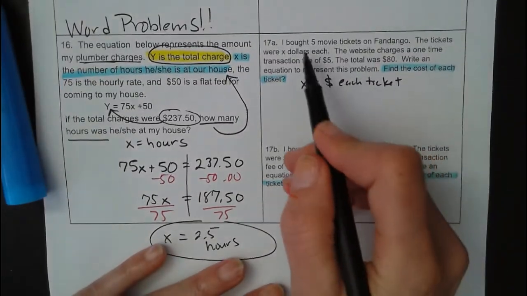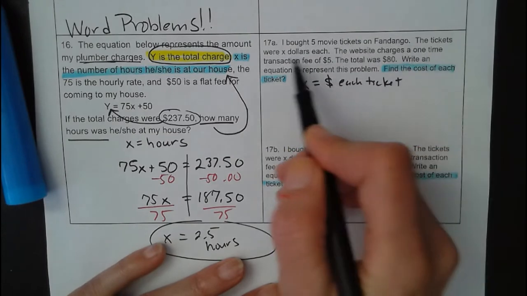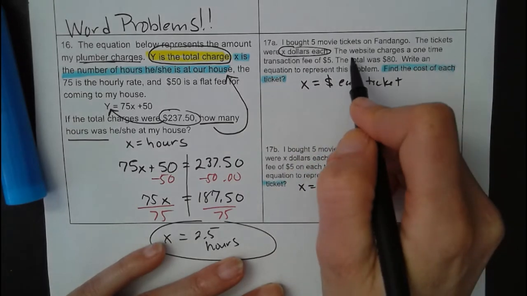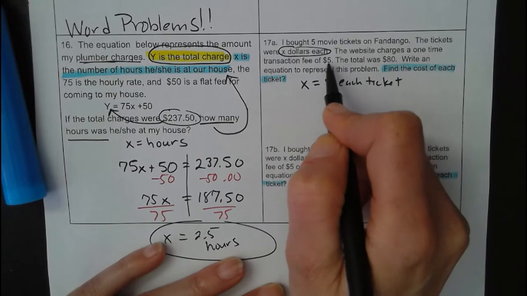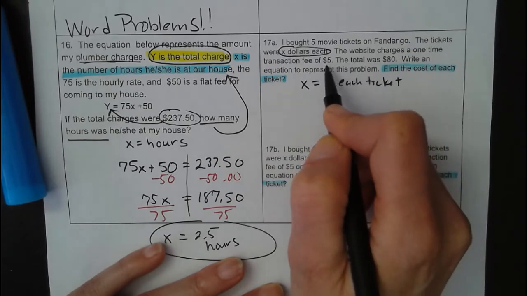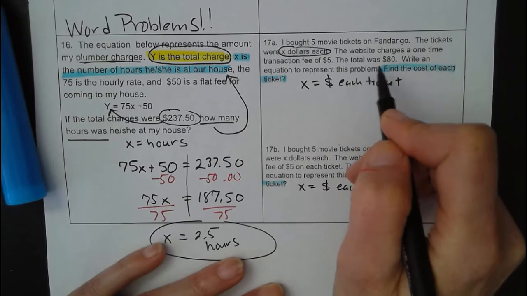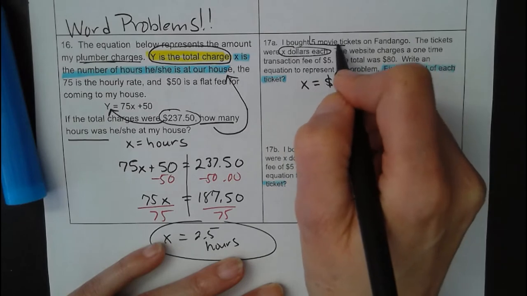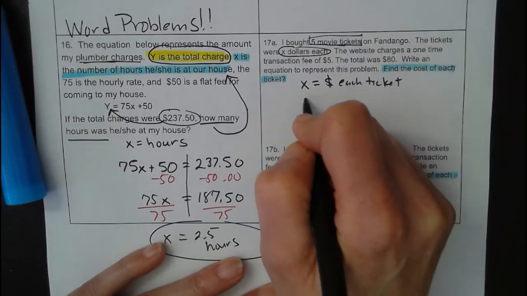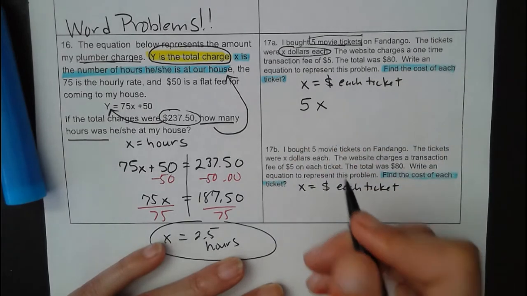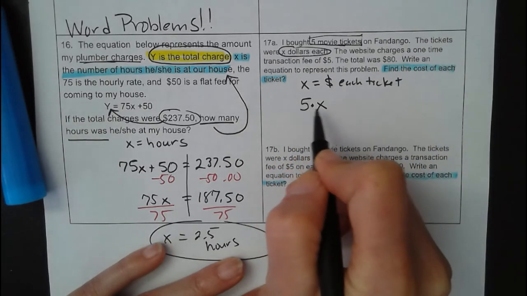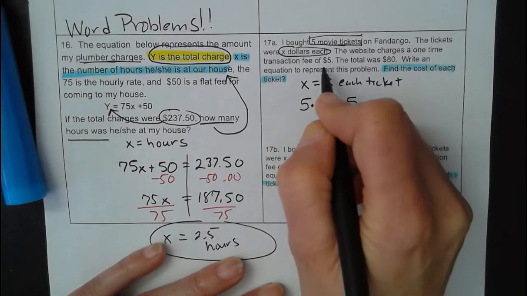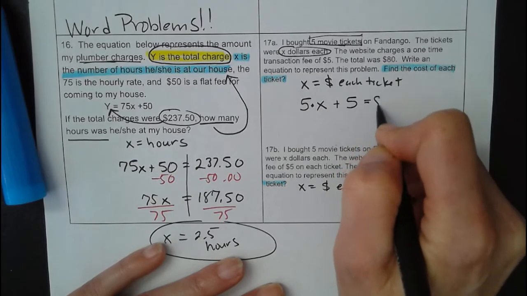Looking at the next one, I bought 5 movie tickets on Fandango. The tickets were x dollars each. So I've already noted that down here. The website charges a one-time transaction fee of $5. The total was 80. Write an equation to represent this problem. I don't love that we have fives both, but we have 5 movie tickets for x dollars each. So that is going to need to be a multiplication problem. I have 5 of the tickets that cost an unknown amount. Then there was this additional $5 transaction fee, which made the whole thing total 80.